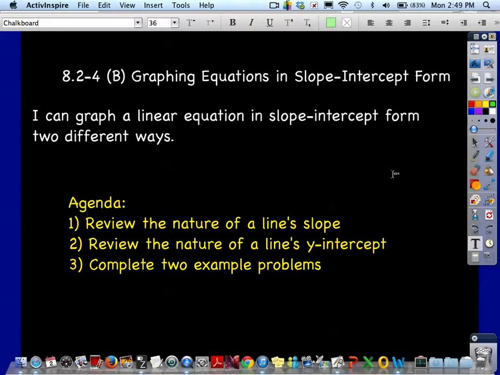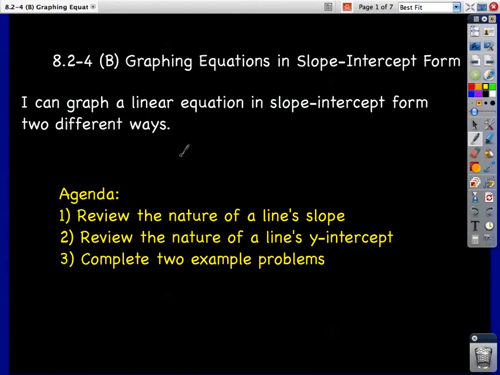Alright guys, so this is the second video for 2-4 and we're still dealing with graphing equations that are in slope-intercept form. Your I can statement here is: I can graph a linear equation in slope-intercept form two different ways. We're going to talk about those two different ways. You've done both of these methods in the past, and now we're going to compare them together.